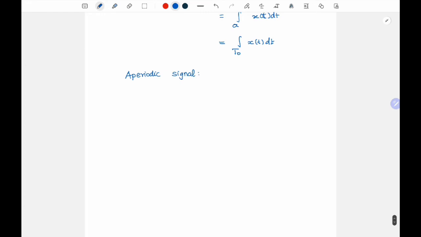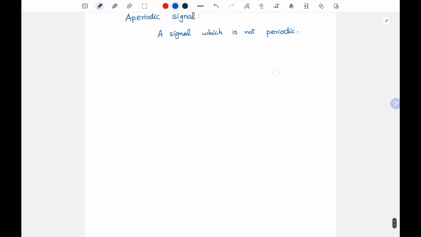So there is no special definition for an aperiodic signal. It is just a signal which is not periodic.